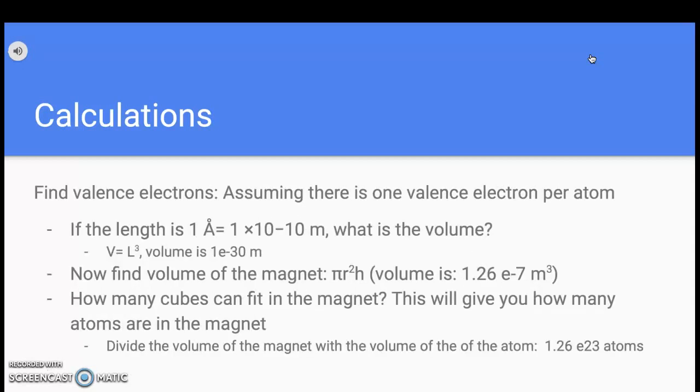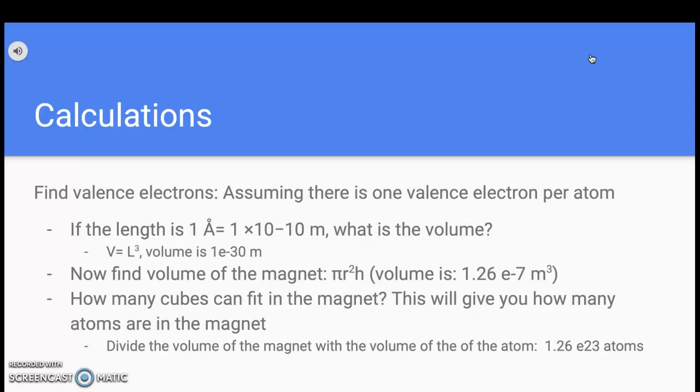Okay, so we're going to find the valence electrons now, assuming that there's only one valence electron per atom. The length of an atom is this number right here, 1 times 10 to the negative 10 meters. To find the volume, you're going to do this number cubed. So the volume is going to be 1 times 10 to the negative 30 meters cubed for the volume of an atom. Now you're going to find the volume of the magnet using pi r squared times height. We found it to be 1.26 e to the negative 7 meters cubed.